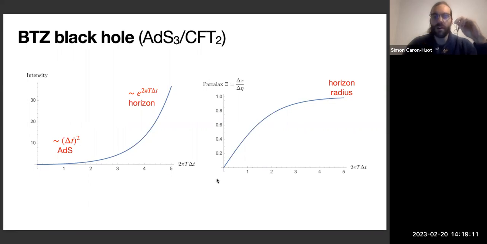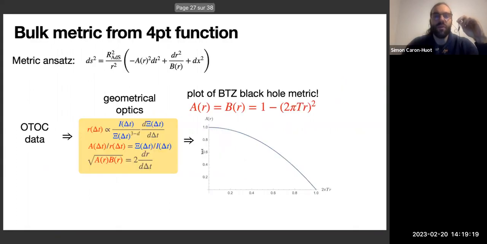And what I want to argue now is that if you can measure this, then you effectively measure the bulk metric. It's easiest, of course, in simple states like this one. If we assume that the CFT state is like a thermal state, so it's translation invariant, you can make a general ansatz for the bulk metric. Then you can ask what null geodesics do in that metric. You can use geometric optics in the bulk to see how the measurements are related to the functions A of R and B of R.